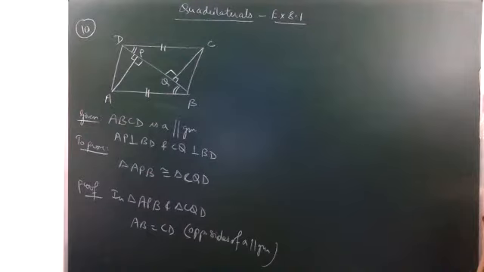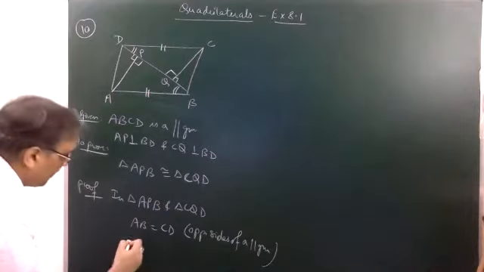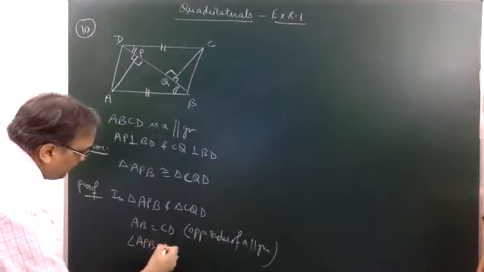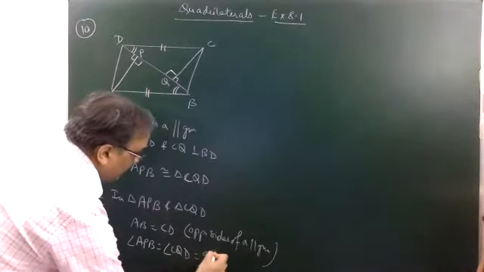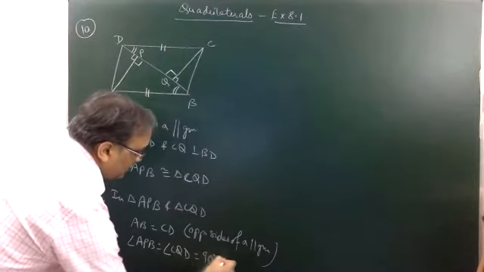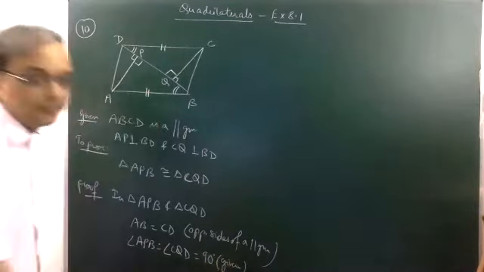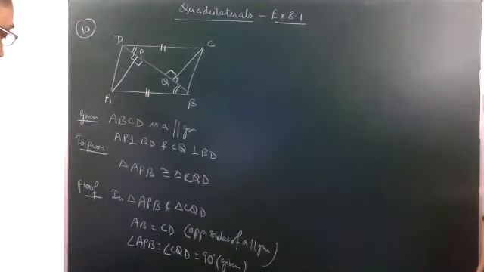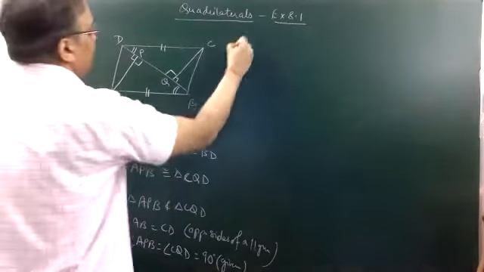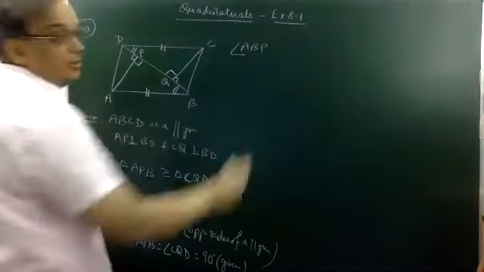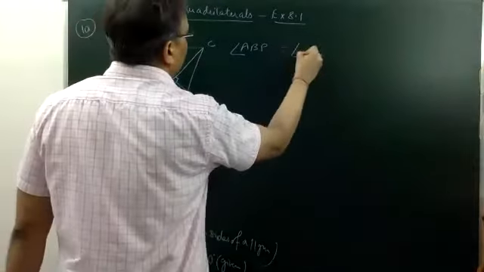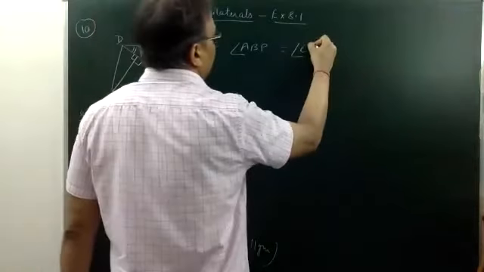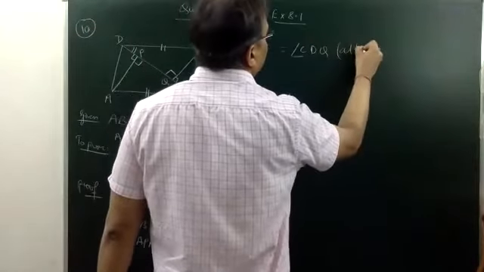And then we have angle APB. Angle APB is equal to angle CQD is equal to 90 degree. This is also given, right? And then angle ABP is equal to angle CDQ. So this is alternate interior angles.